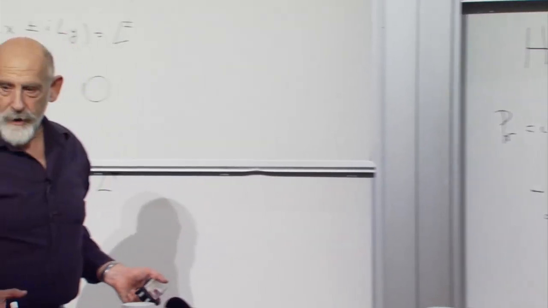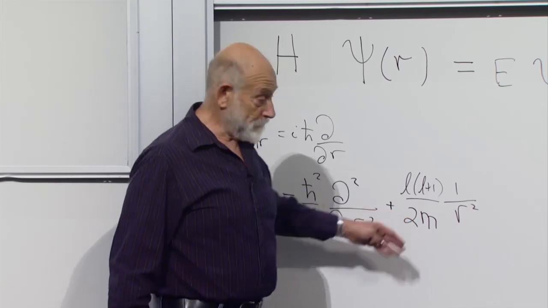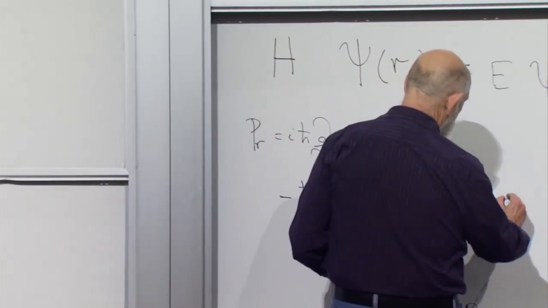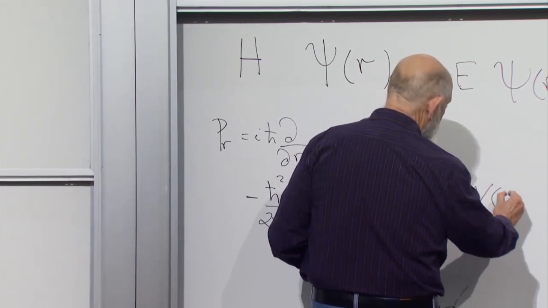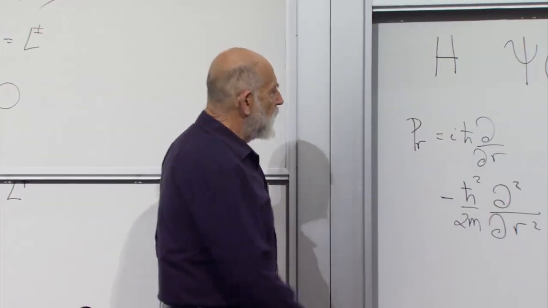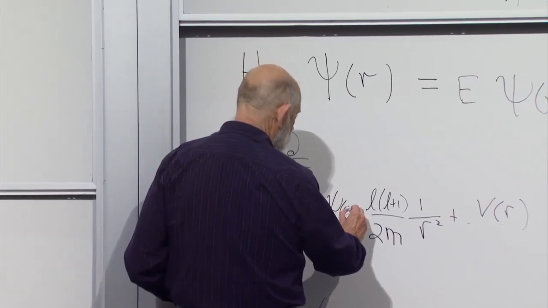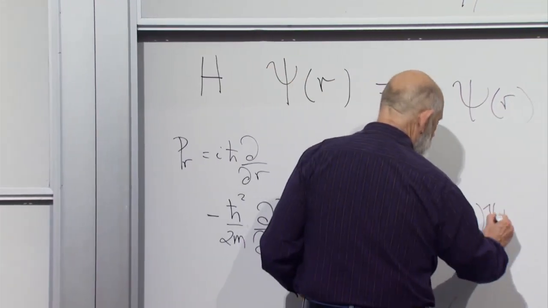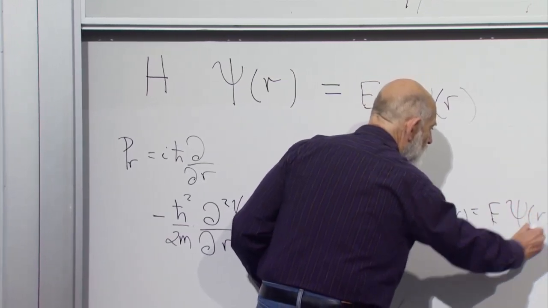That's one of the effects of quantum mechanics, just to change L squared to L times (L plus 1). And finally, plus V of R. You can plug in your favorite potential into there. What do we do with it? We act on psi. And psi is now a function of R, psi of R, equals E psi of R. And that's our Schrodinger equation.